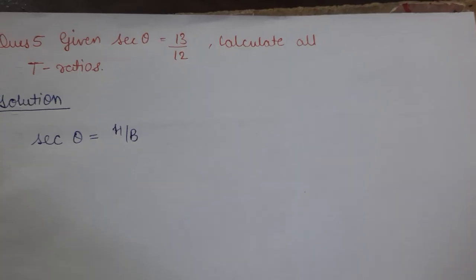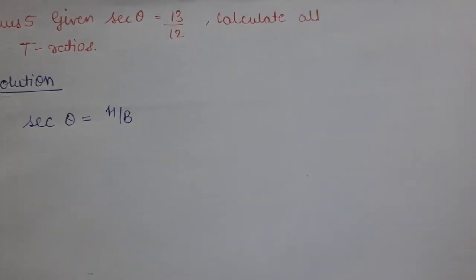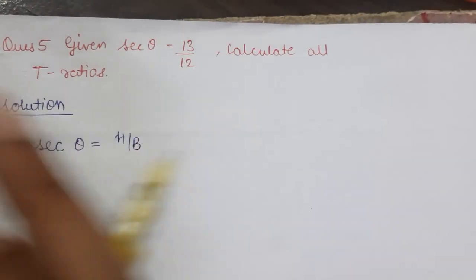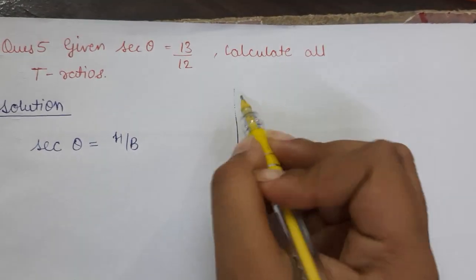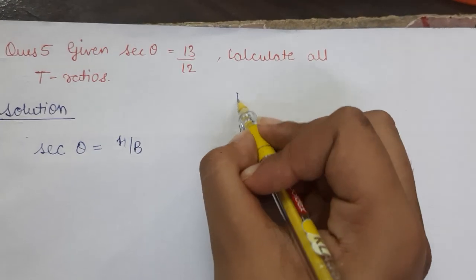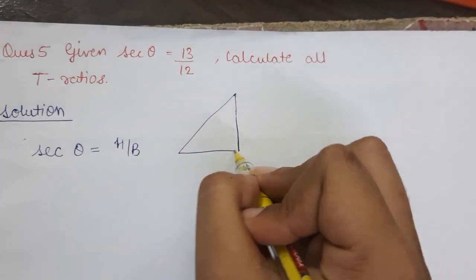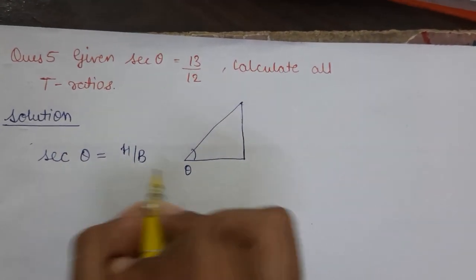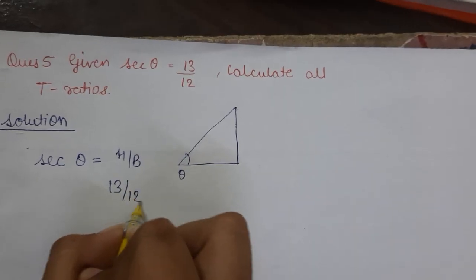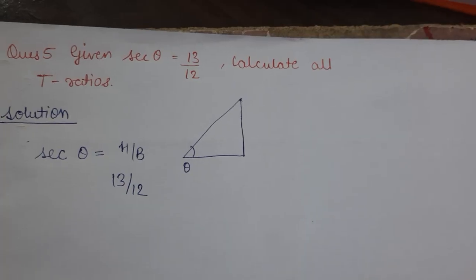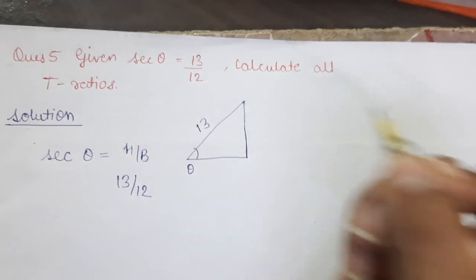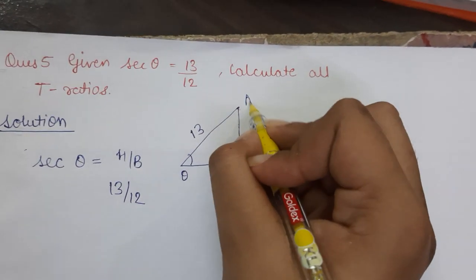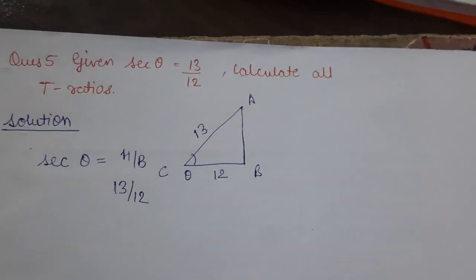This question is very easy but lengthy. We'll do the same steps we were doing in the last 4 questions. First of all, we write the trigonometric ratio given. We'll draw our triangle with the given angle. Here sec theta is given as 13 by 12, so the hypotenuse is 13 and the base is 12. We'll name it A, B, C for our convenience.